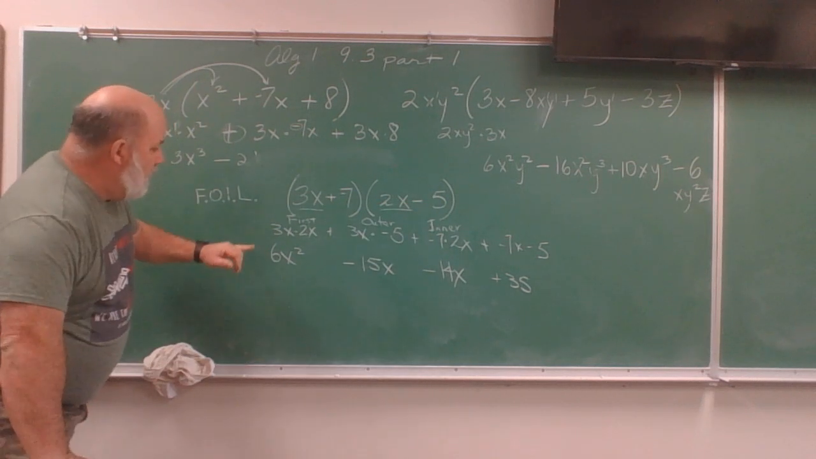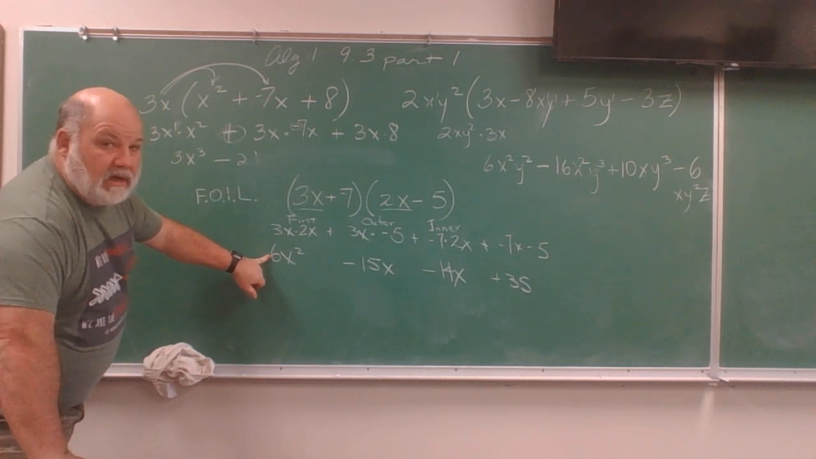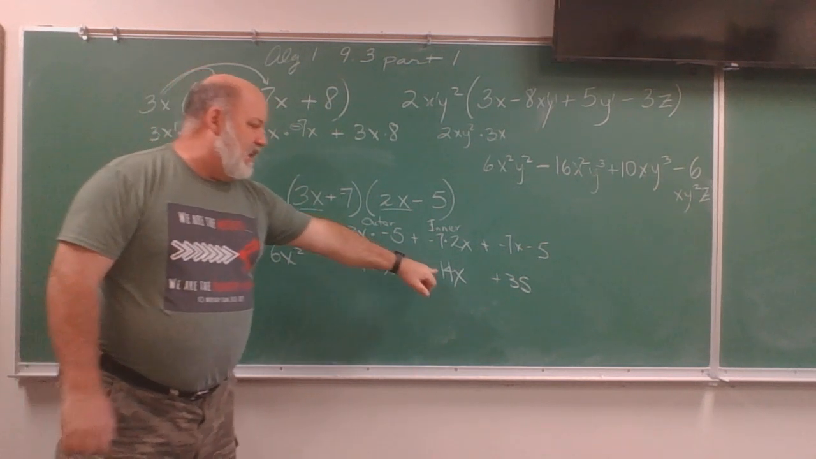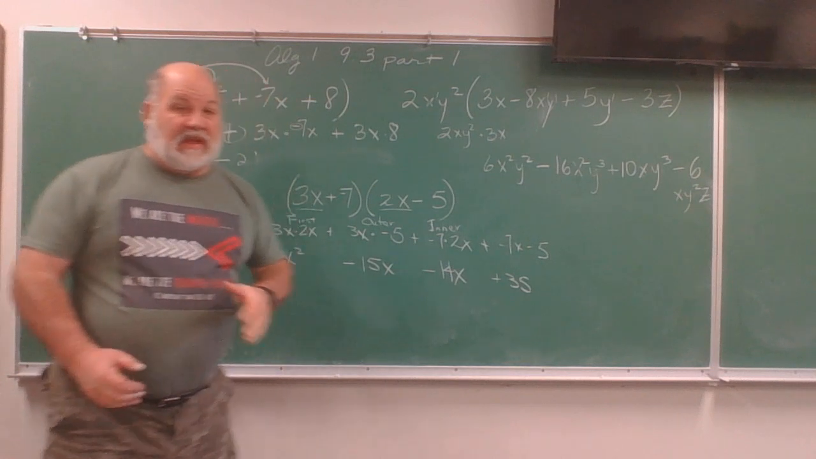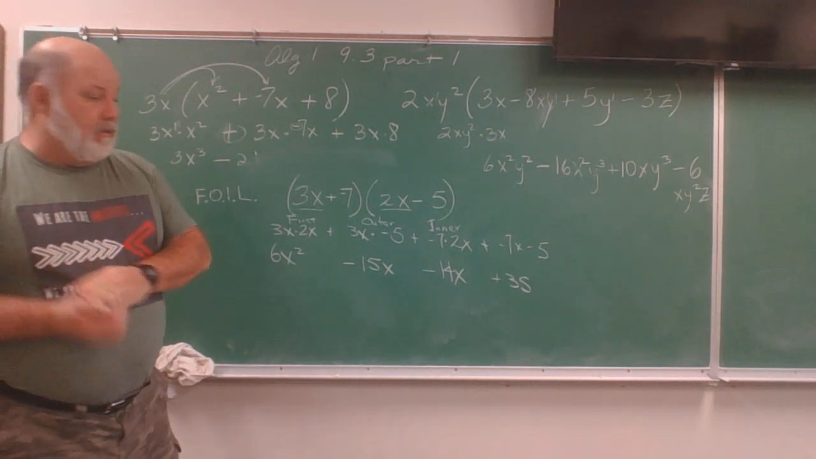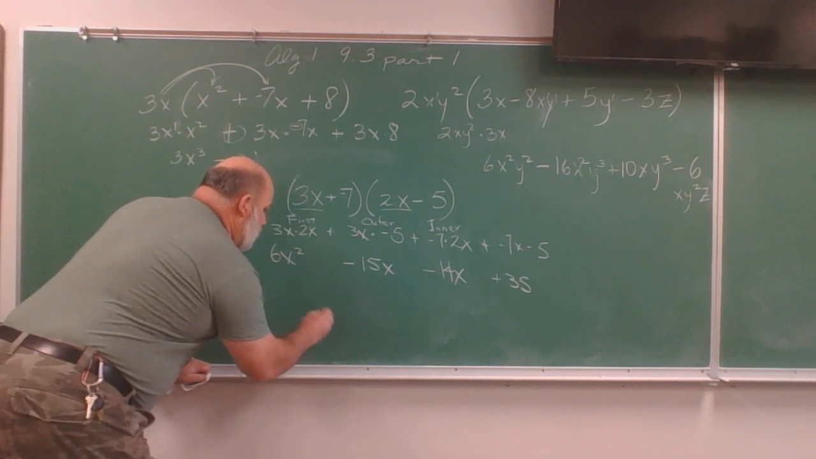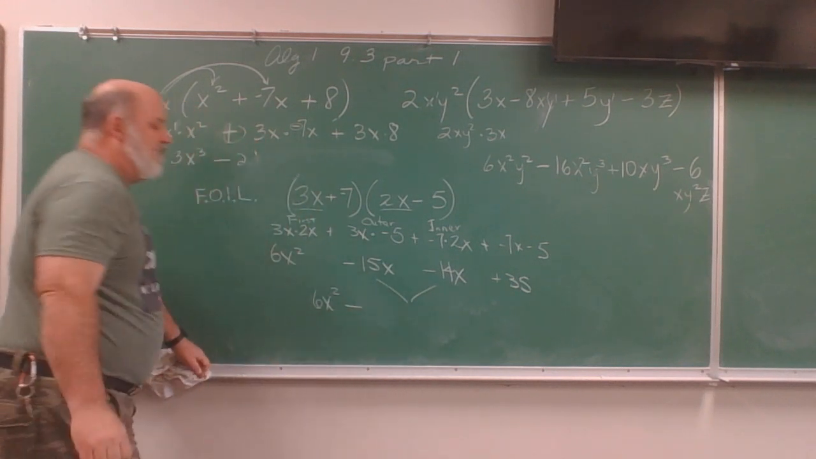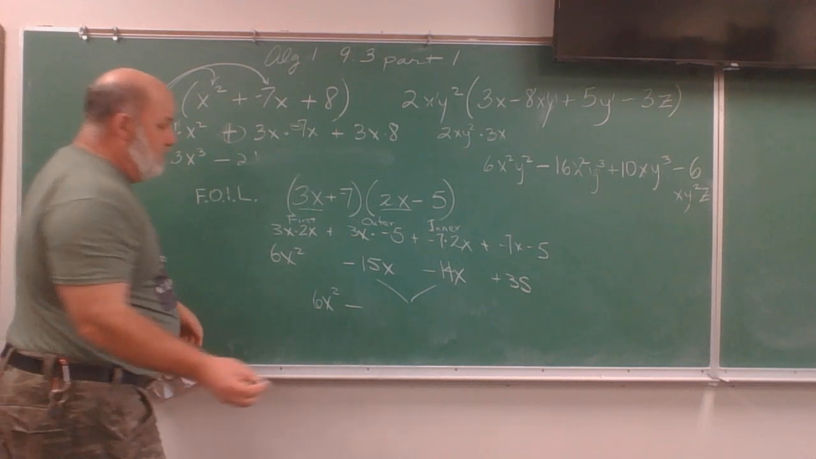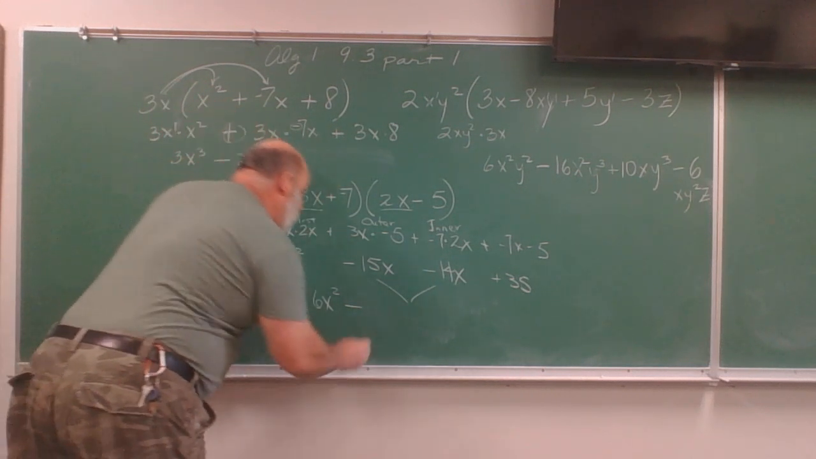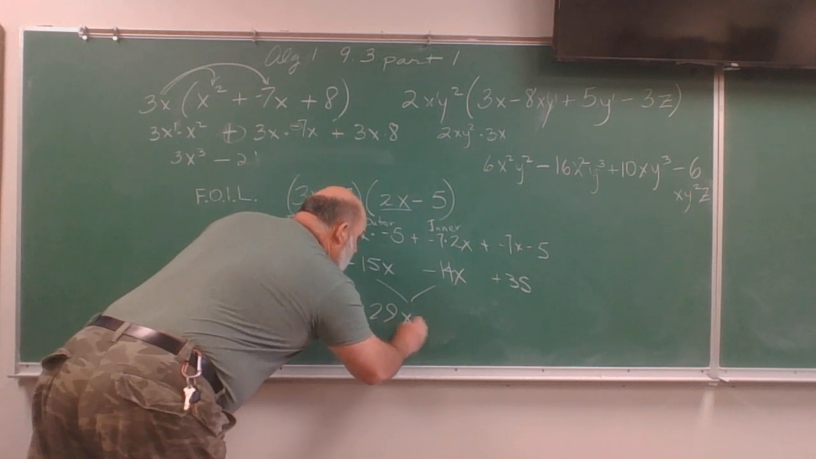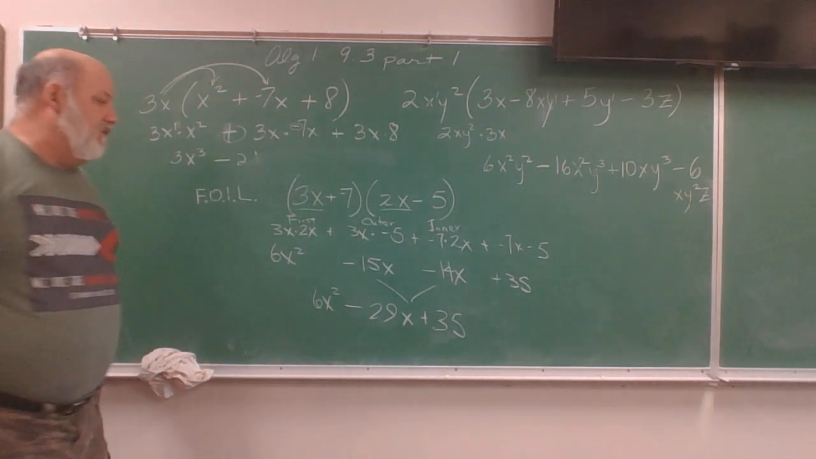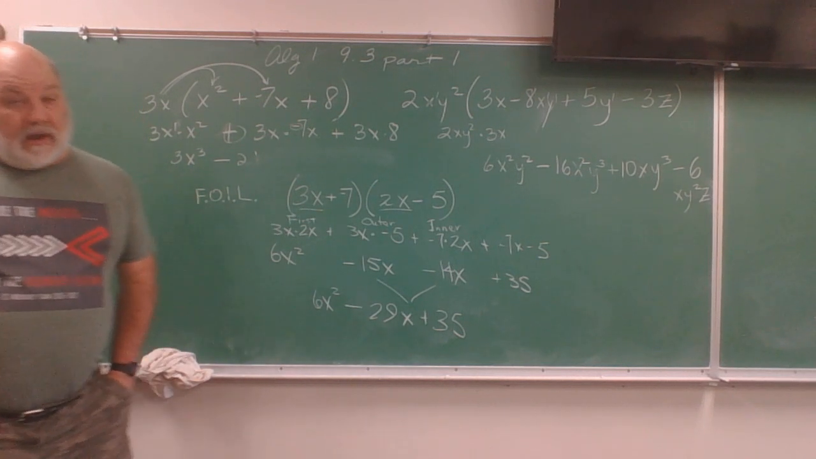Okay? Here we got 6x squared, but look at our middle terms. We got negative 15x and negative 14x. Those are combinable. So these two combine. What's negative 15 minus 14? You're down 15 points. You lose 14 more points. It's a sad day out on the court. Minus 29x and then plus 35. That's all you can do for now.